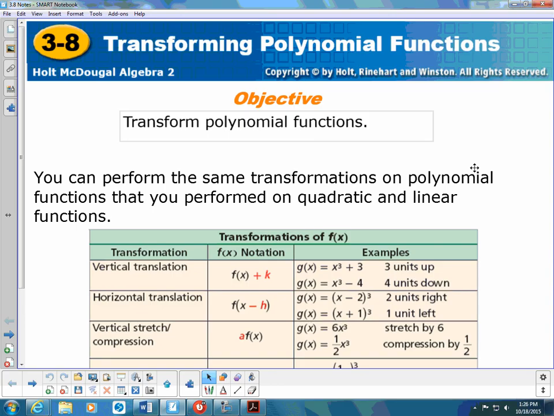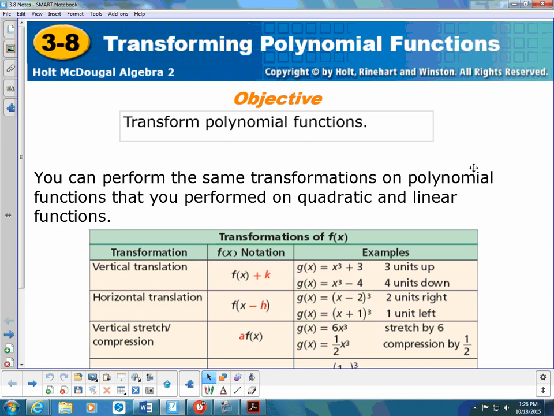We are looking at section 3.8, transforming polynomial functions. Your objective in this section is to do just that, transform polynomial functions. We have looked at transformations in chapter 1 and chapter 2, so a lot of the ideas in here, we're just extending the same transformation ideas to any polynomial function.